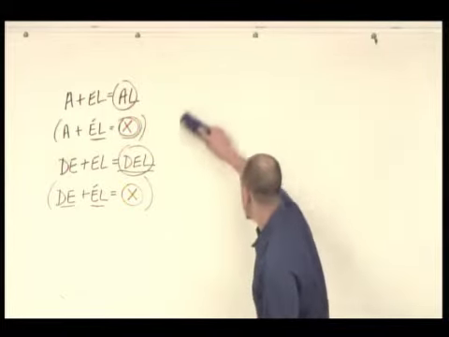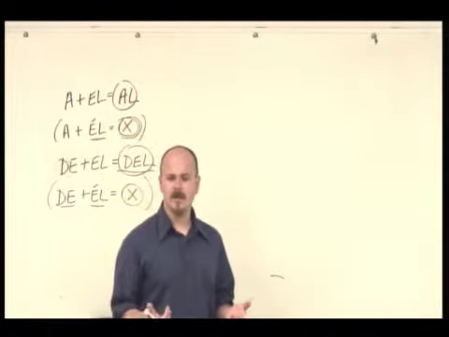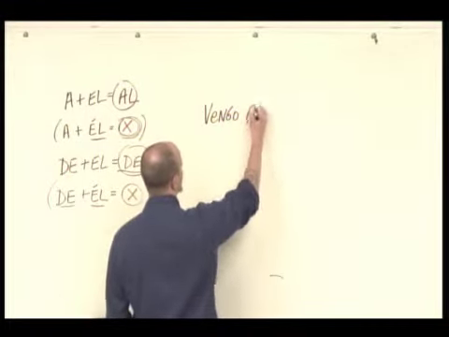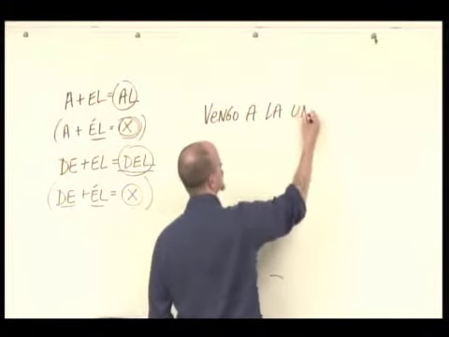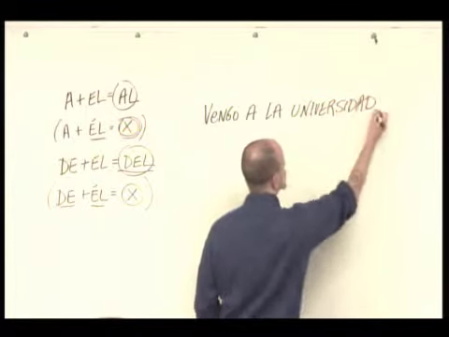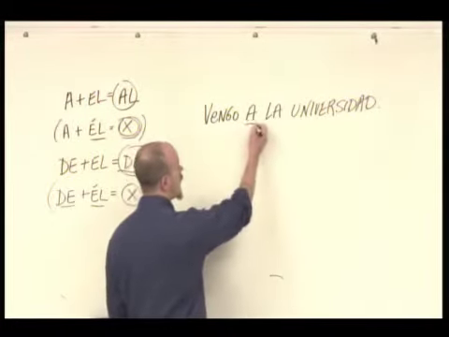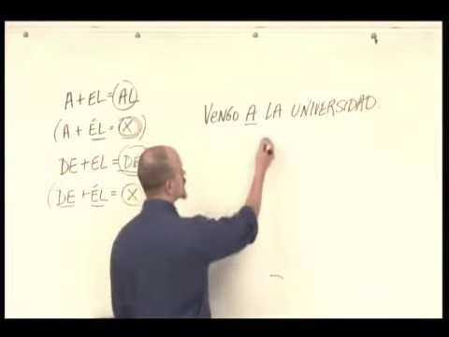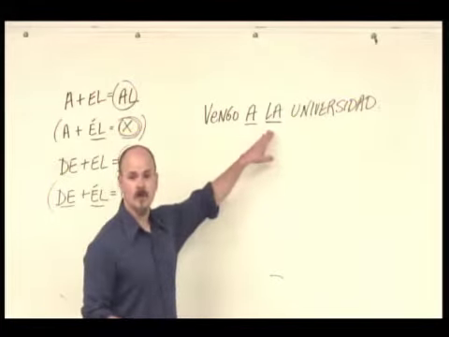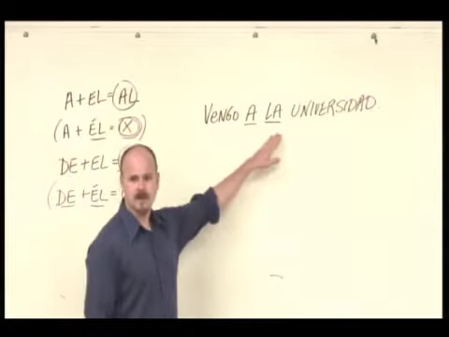So, let's just look at a couple of quick examples of when we might see this. I gave an example in the last segment using vengo. So, vengo a la universidad, for example, means I come to the university. So we have a meaning to here. We have la meaning the here for universidad. But a and la don't form a contraction. That is not one of these two contractions we've seen. So a and la will stay separate.